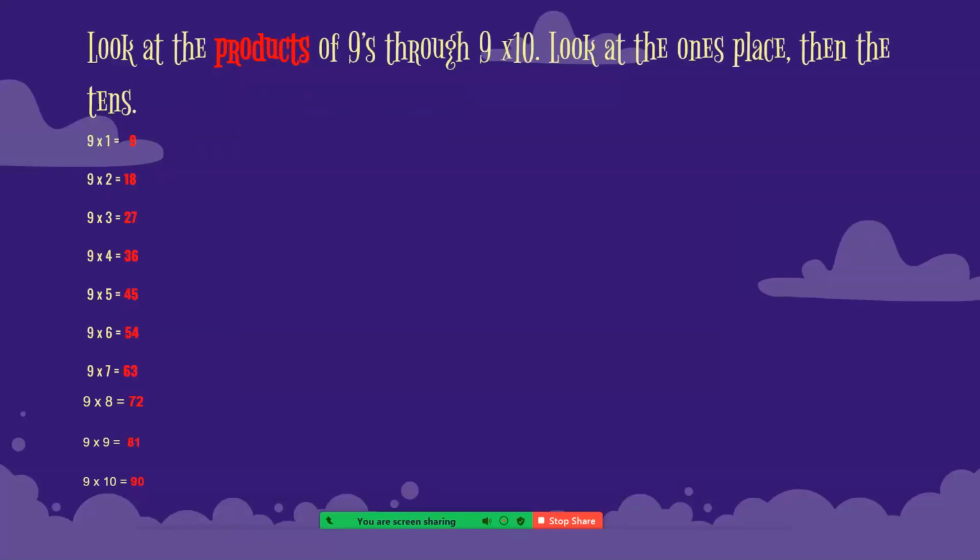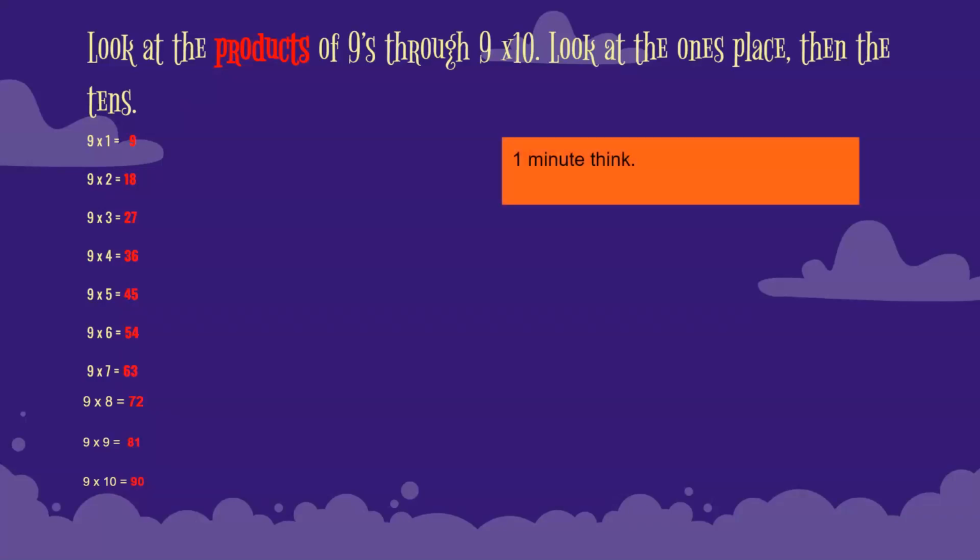So what you would do is write the 9 facts vertically and then have your students look at the products of the 9s through 9 times 10. Have them look at the 1s place and then the 10s and ask the question, what do you notice? And give them 1 minute to just look and think. And you may just start off scaffolding, say, just look at the 1s place first. What do you notice? Give them a minute to think.